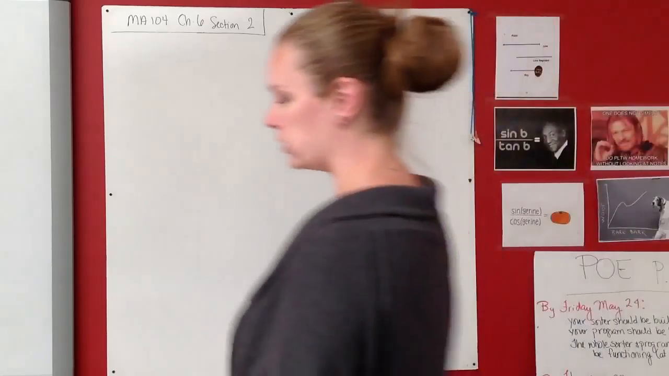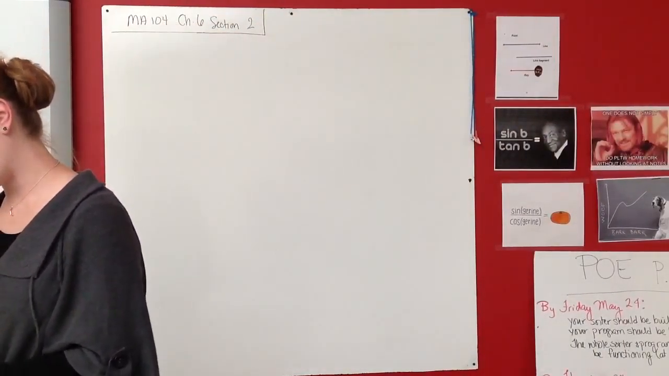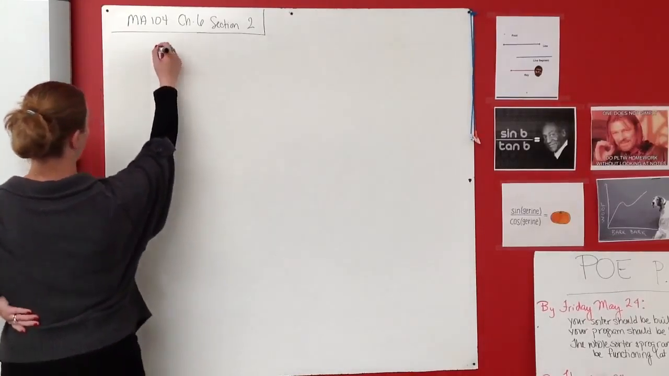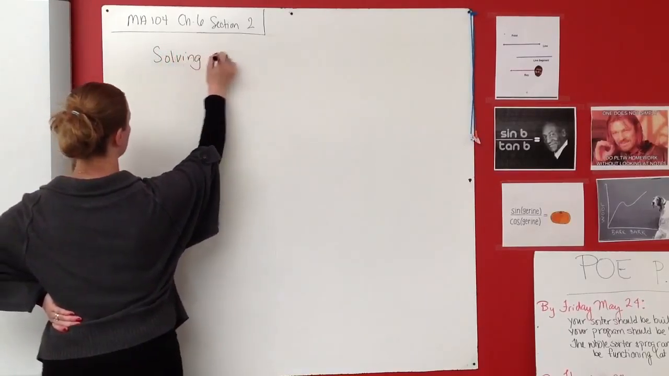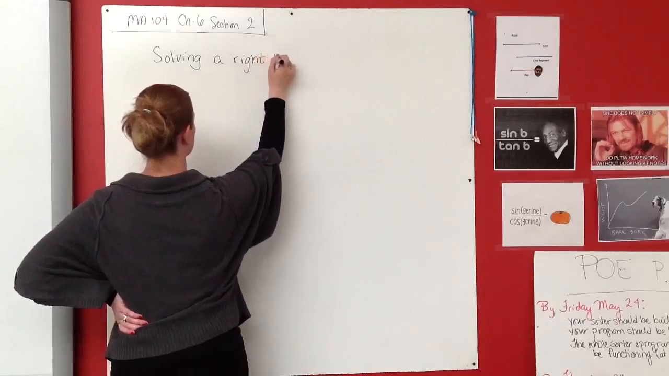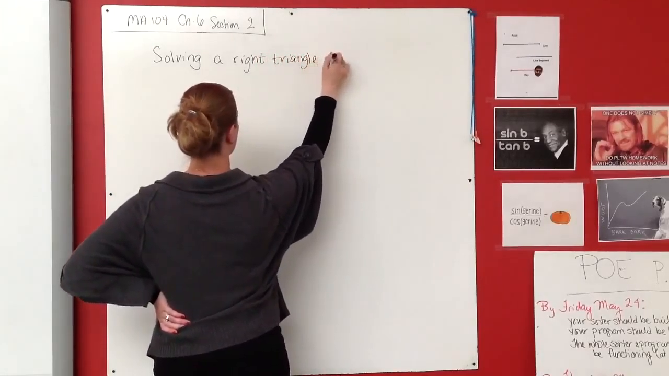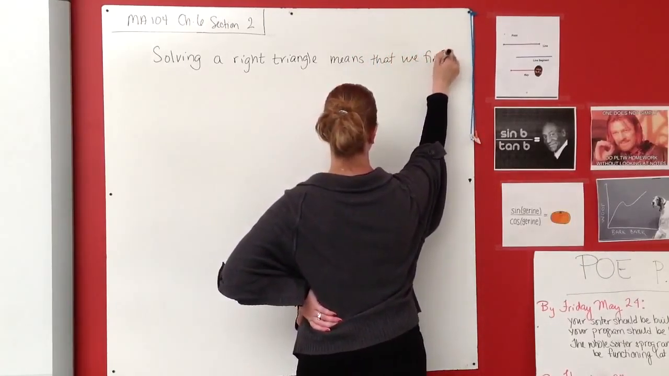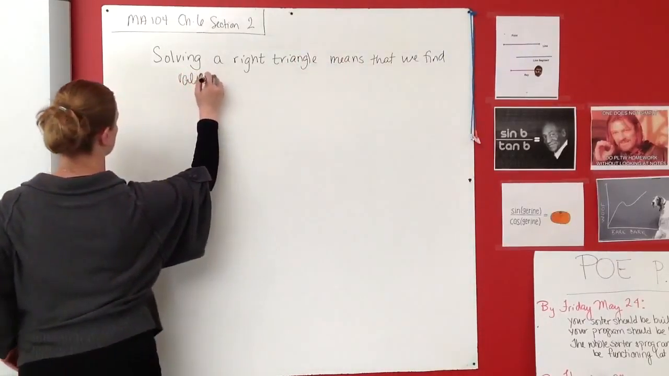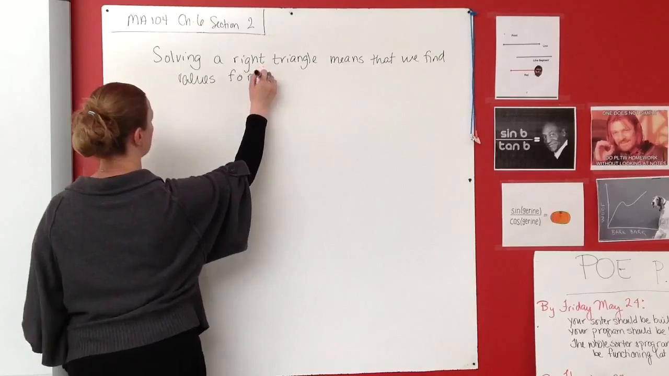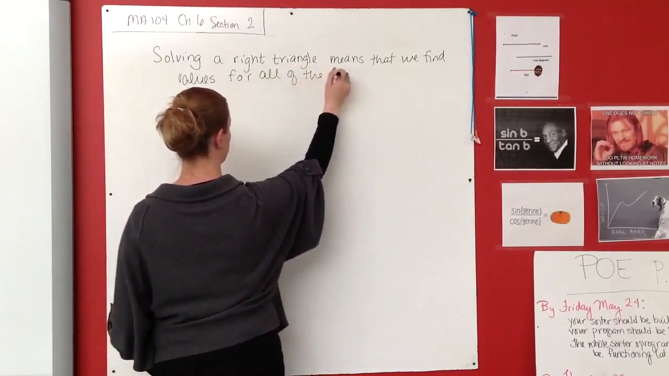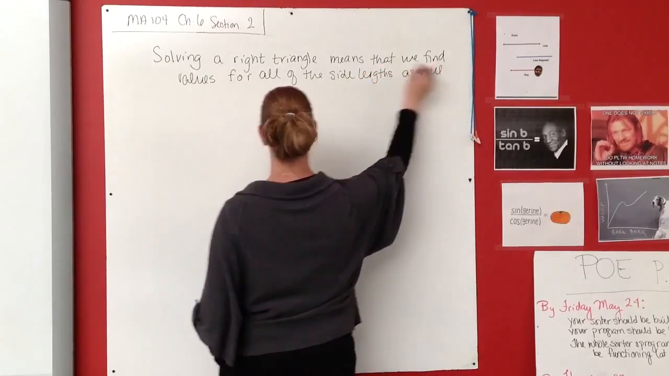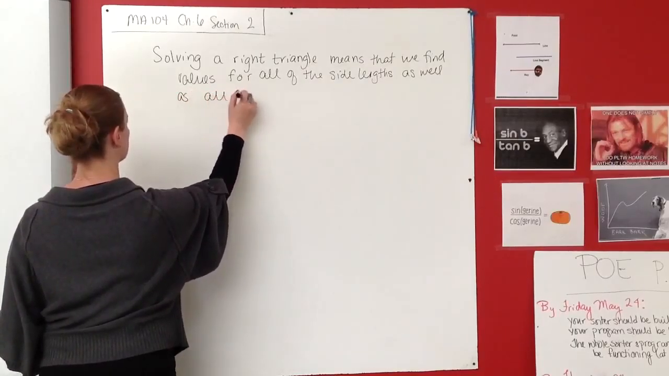All right, section 2 starts talking about solving a triangle. And when we talk about solving a triangle, we're talking about solving a right triangle. And solving a right triangle means that we find values for all of the side lengths as well as all of the angles.